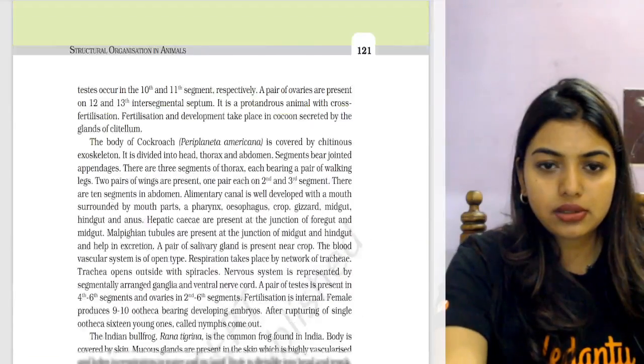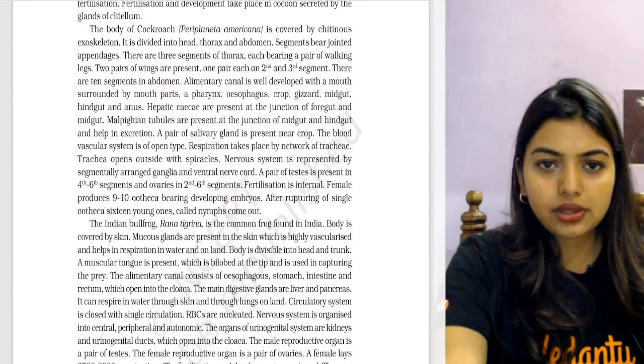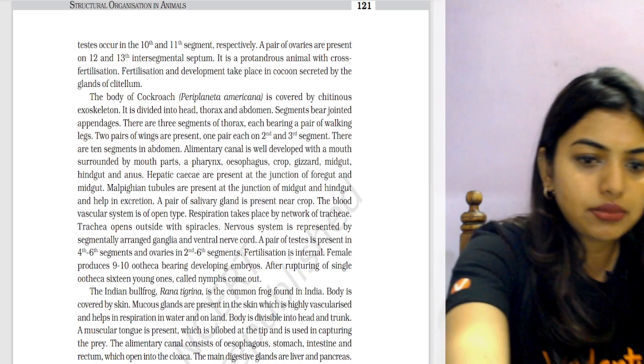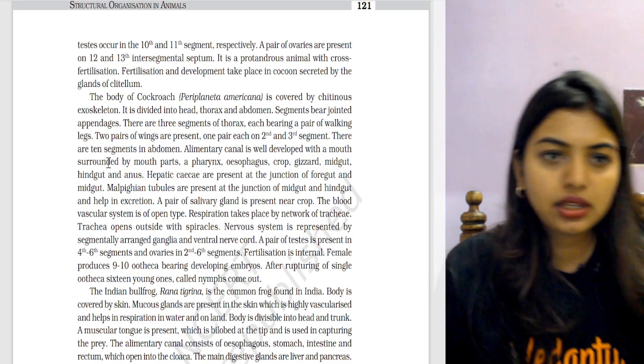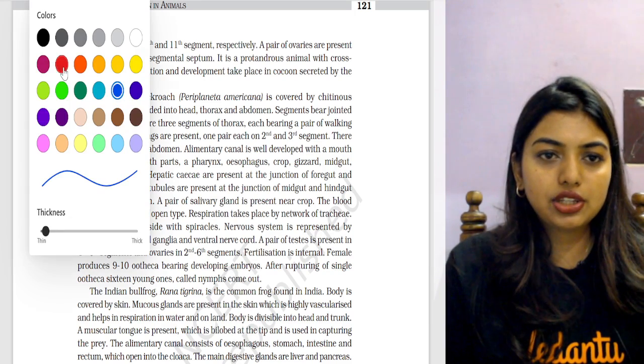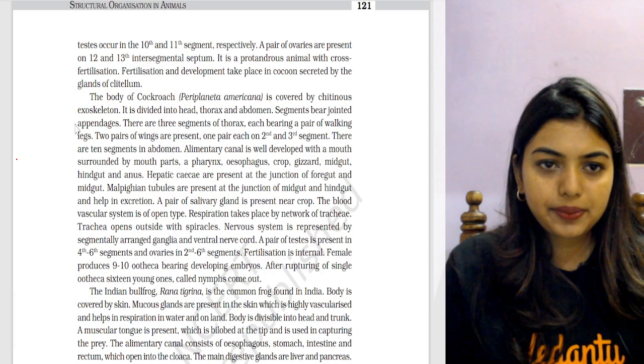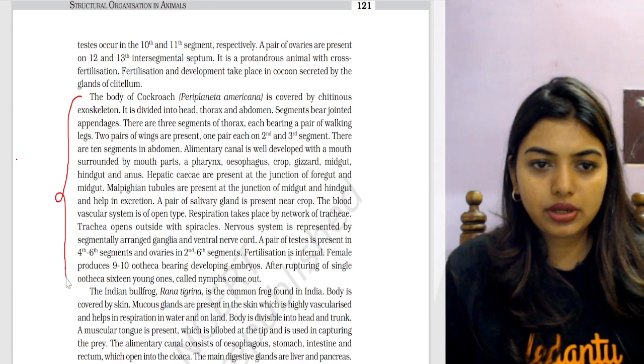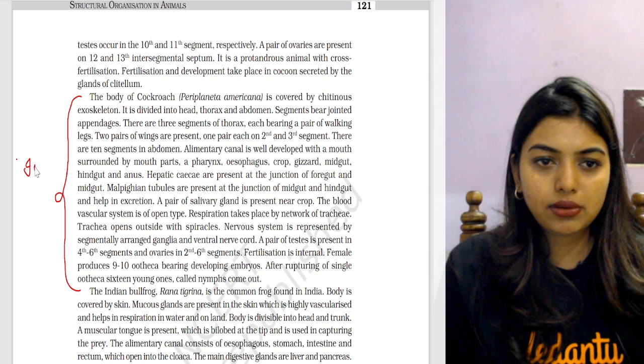Summary is here. Here you can see, they have given everything together. Okay, just reducing the brightness. Here they have given everything together. Can you see this portion? Very important.